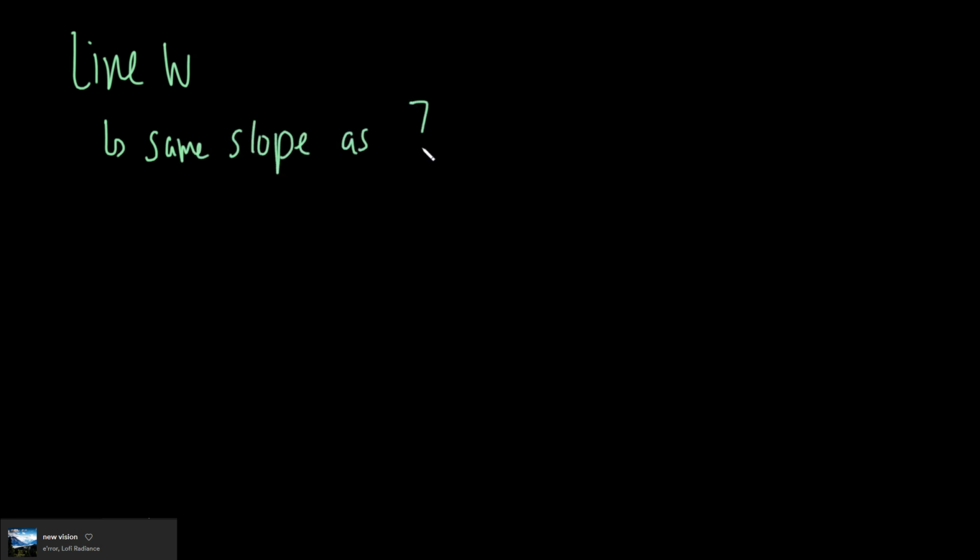So we are on question 11 of the open response. It's saying line W has the same slope as the line represented by 7x minus 5y. So I'm going to write this down. Line W has the same slope as 7x minus 5y plus 15 equals 0.